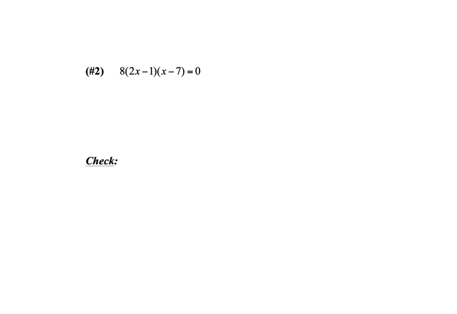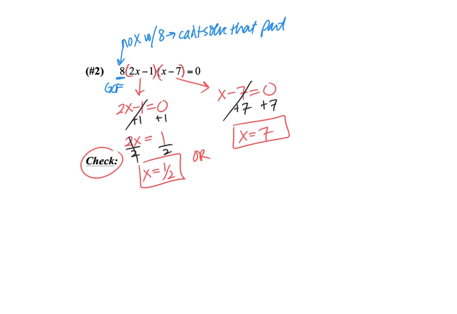And again, if I wanted to check those, I would just have to go with my original function and replace those values, okay? So I'll show you what that looks like. In the first one, I'd have 8 times 2 times 1/2 minus 1 times 1/2 minus 7. And we're supposed to say, does that equal 0? So I really just replaced these x's with the 1/2. That's what I did. And then I'm going to simplify. So this is 8.